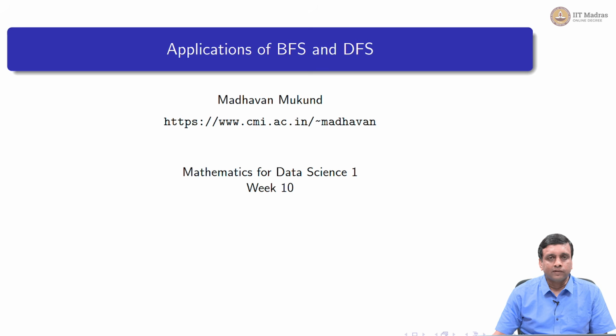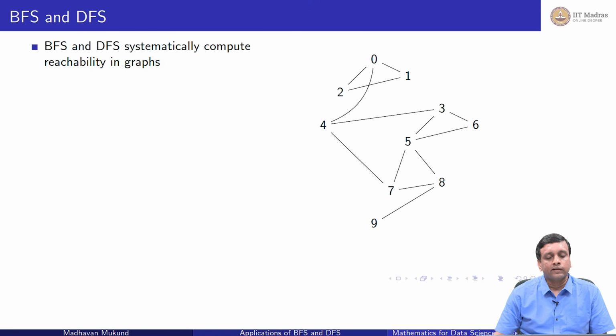So we have looked at breadth first search and depth first search as two ways to systematically explore a graph. What we're going to look at now is how to go beyond just reachability. What we have done so far is, starting with a vertex, how to find out what all we can reach in that graph. And we said that BFS and DFS are two systematic strategies to do this.